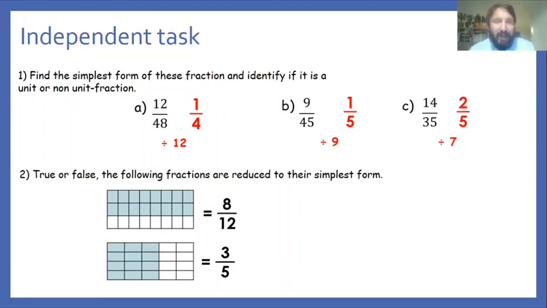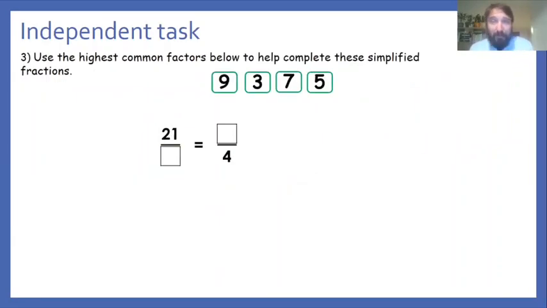Now I just want to go back because there are 2 parts to this question: identify the unit and non-unit fractions. With your great knowledge, you know that 1 in the numerator is going to give us a unit fraction, so we can see A and B are unit fractions, and C is a non-unit fraction. Fantastic. Here we are on number 3.